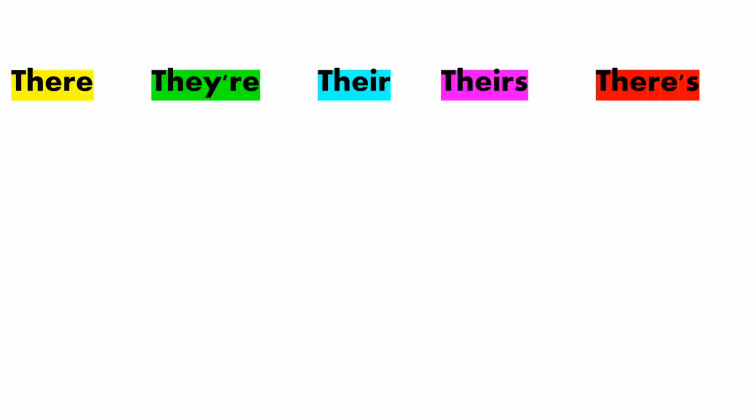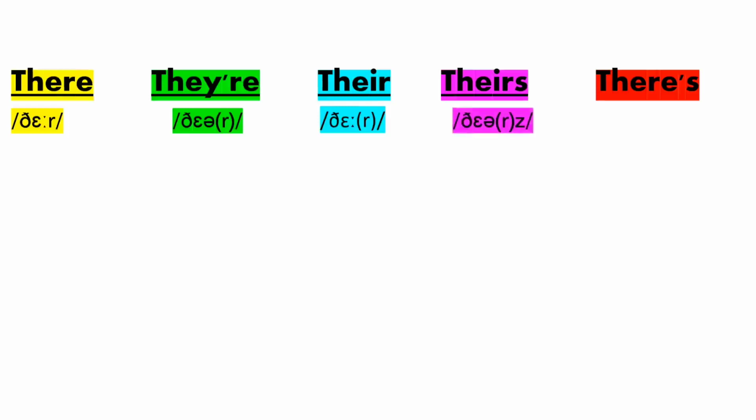Today, we are going to learn about the difference between some commonly confused words in English. The words we have today are there, they're, their, theirs, and there's. These words may sound similar, but they have different meanings and uses. By the end of this video, you will be able to use them correctly.